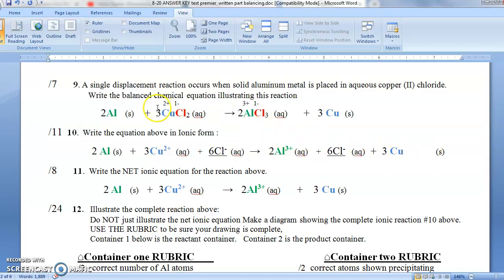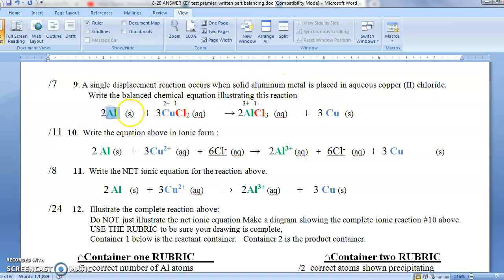But here we go. Single displacement reaction occurs when a solid aluminum metal is placed in aqueous copper 2 chloride. They're telling us it's a single displacement or single replacement reaction. That means that they're telling us that the aluminum is more active than the copper metal, and it is. So first we have to write our solid aluminum.